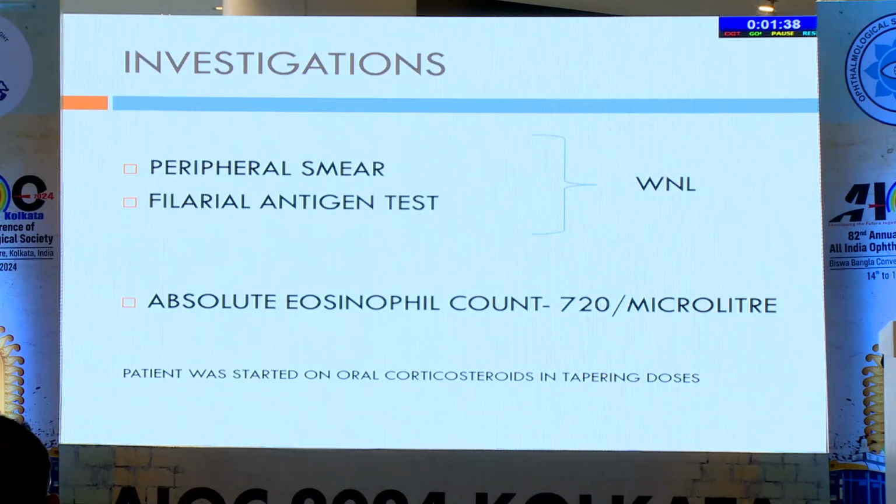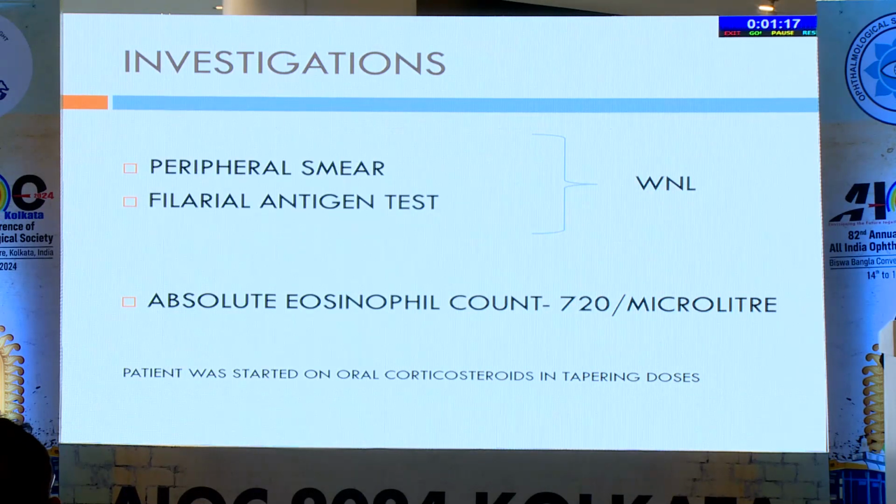We did further investigations like a peripheral smear and filarial antigen test, which was done at 2 a.m. at night, and that was found to be within normal limits. But the absolute eosinophil count was more than normal, at 720 per microliter. Since this structure was not moving with respect to light, it was considered to be a dead worm.